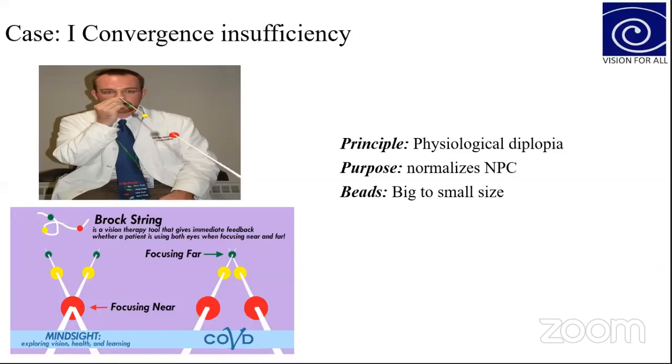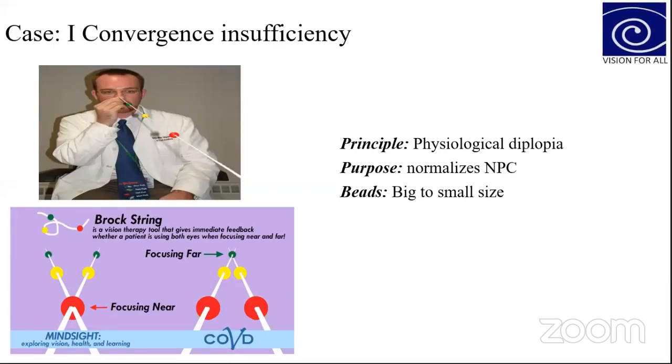Okay, so I will start from the first. If we talk about convergence insufficiency, we will start with the tags and the box string. I prefer the box string over the other therapy here, which works on the principle of physiological diplopia, and it enters into peripheral awareness and peripheral fusion, as compared to the other therapy, which entails a lot of central fusion.